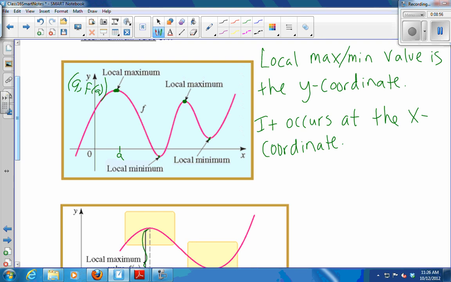Yeah, there'll be like 2 boxes. You know, they'll say find the local maximums or something like that.